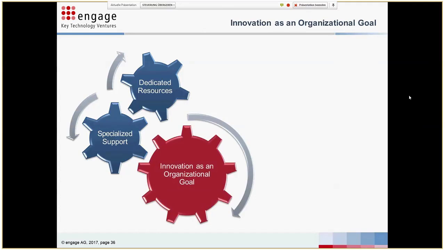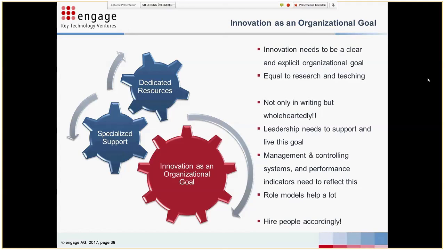When thinking about the first, innovation as an organizational goal, you need to be very clear and explicit about innovation. It's not like, well, we do this. It would be very good if in the core policy of your organization, innovation is mentioned as an important goal. And it should be equal to research and teaching. And this should happen explicitly in writing, but also from the heart. And most importantly, your leadership, your rector, your vice rectors, your deans, your professors need to actually support this. And not only support this when there is some public money to get.